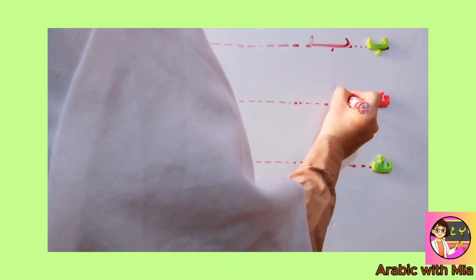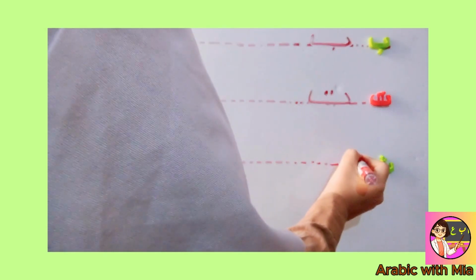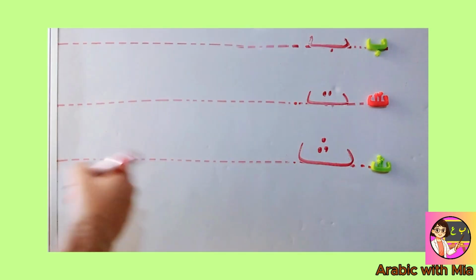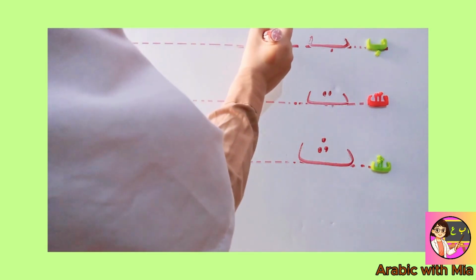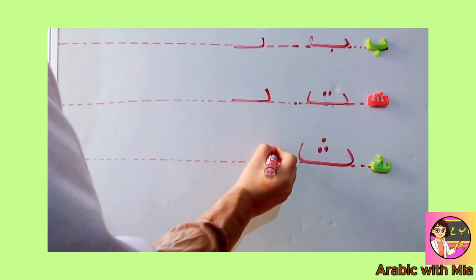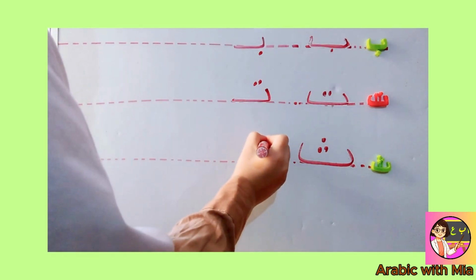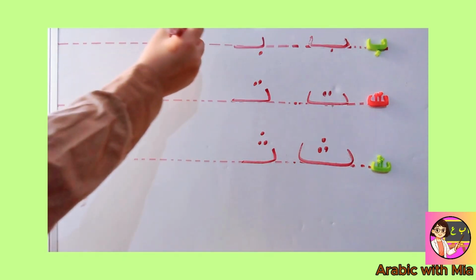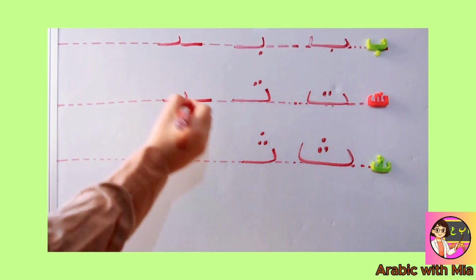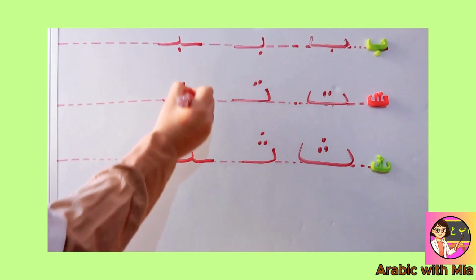Same thing for the letter ta and tha. But ta has two dots above and tha has three dots above. Now let's see their form at the beginning of the word. We start with a small curved line, then a straight line to connect with the letter after it, and then we add the dots. In the middle of the word, we start with a straight line to connect with the letter before, and then a small curved line, and then a straight line to connect with the letter after, and then we add the dots.